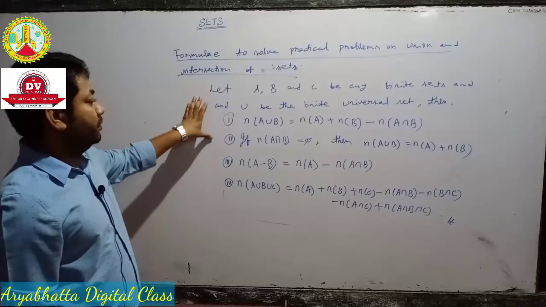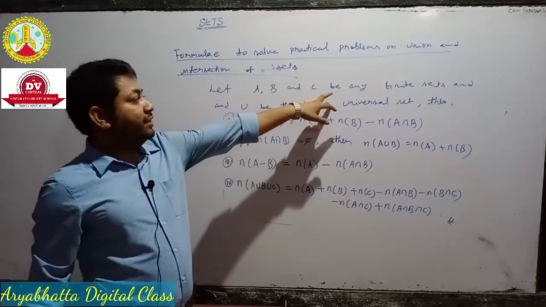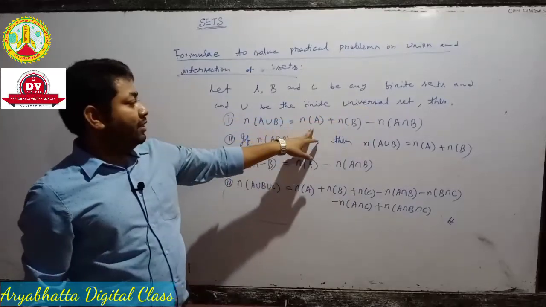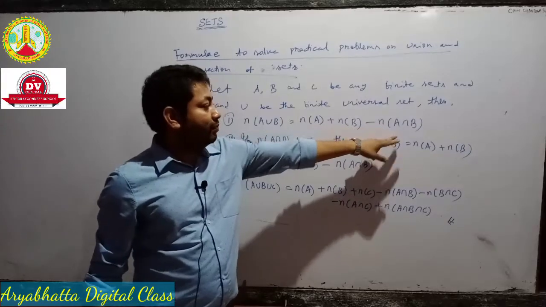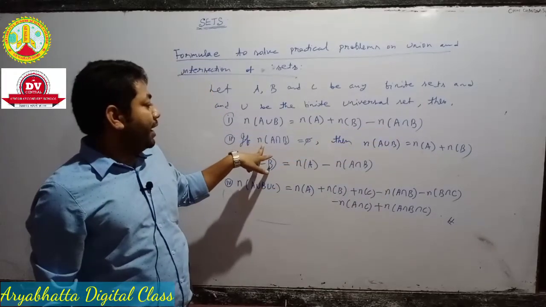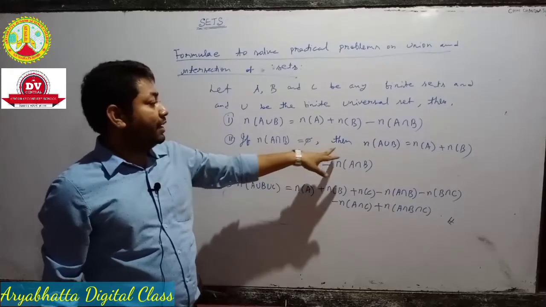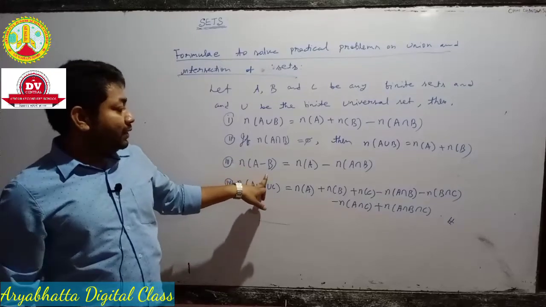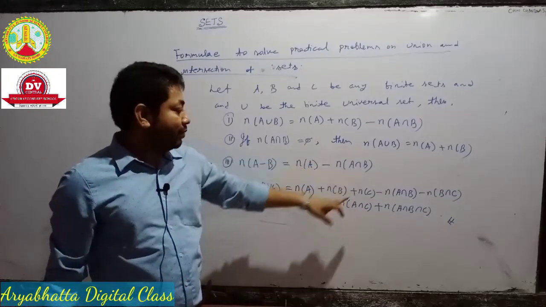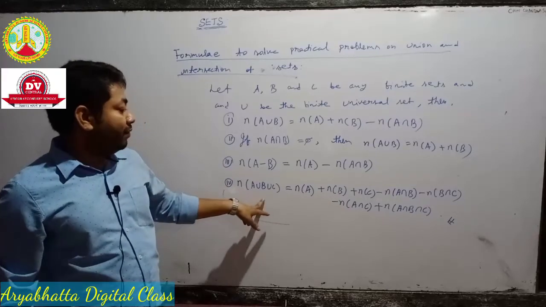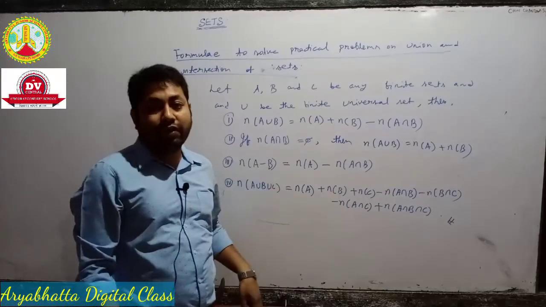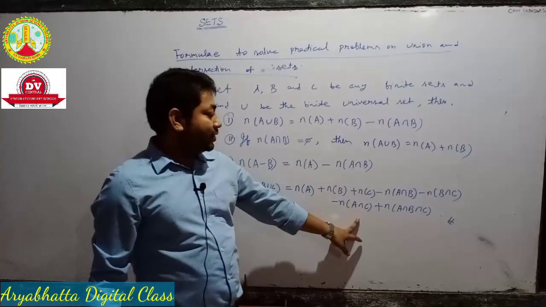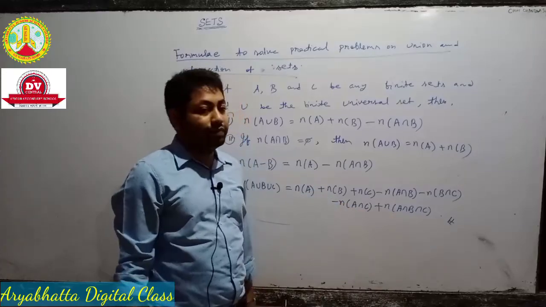Remember these formulas. If A, B and C are any three finite sets and U is the finite universal set, then n of (A union B) is equal to n of A plus n of B minus n of (A intersection B). Number 2, if A intersection B is the null set, then n of (A union B) is equal to n of A plus n of B. Next, number 3, n of (A minus B) is equal to n of A minus n of (A intersection B). The last one, n of (A union B union C) is equal to n of A plus n of B plus n of C minus n of (A intersection B) minus n of (B intersection C) minus n of (A intersection C) plus n of (A intersection B intersection C).